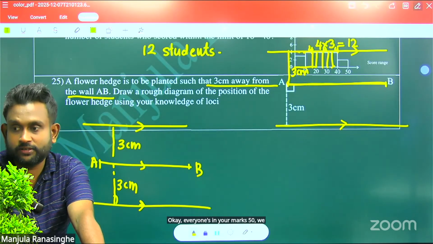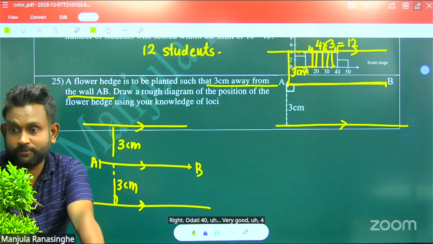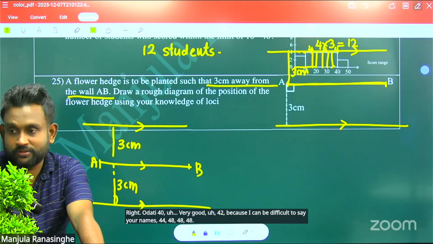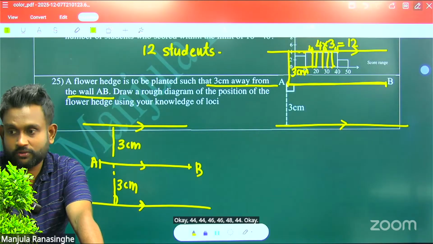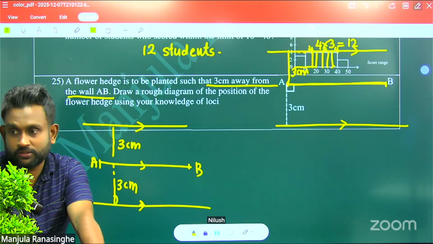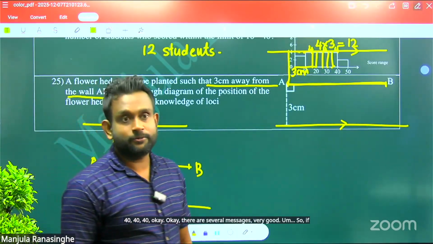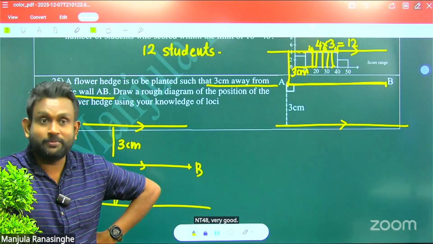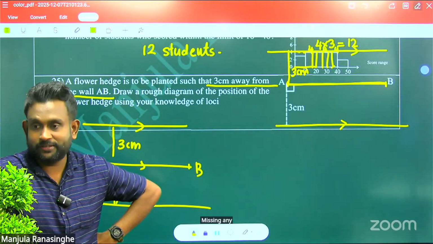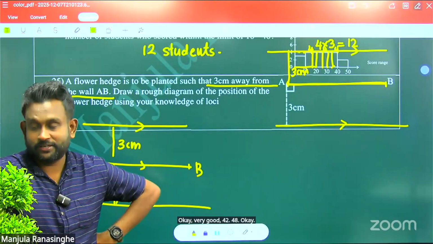Fifty, very good. Nice to see. Forty, very good. Forty-two. 44, 48, 48, 48, 46, 42, 48, 48, 48, 48, 45, 40, 40, 40. Okay, 44, 44, 46, 46, 48, 44. 40, 40, 42. Janshuga 46, Nilusha 46, 40, 40, 40. Very good. So if you are above 40, it means now you are very competent in this quiz. NC 48, very good. NC is attending from the beginning and all the classes without missing any class. That's the progress. Okay, very good. 42, 48, 40, no problem.